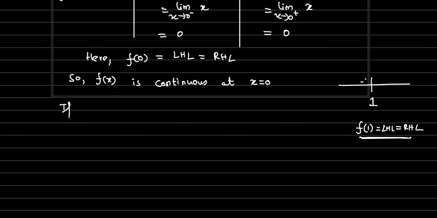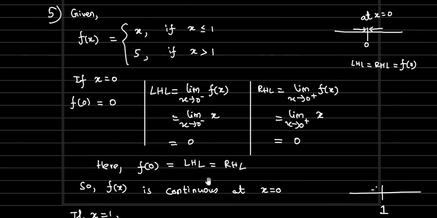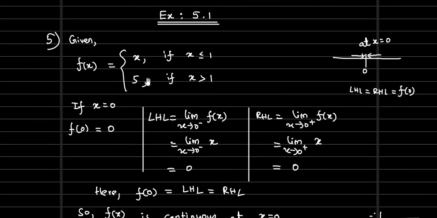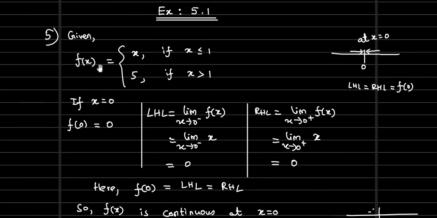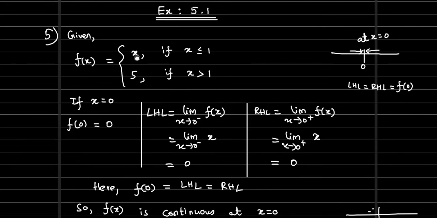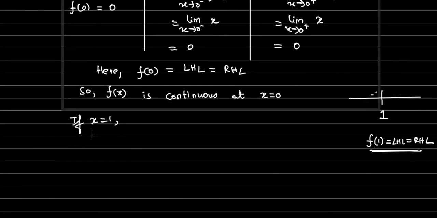Now if x equal to 1, so when x takes exactly 1, in the given function, which one will be suitable? If x is less than or equal to 1. So even if x is exactly 1, we need to choose the first function. So f of x equal to x. Then f of 1 will be 1.